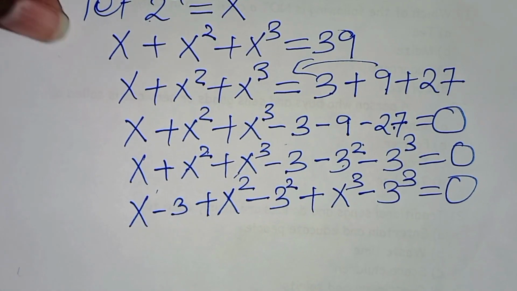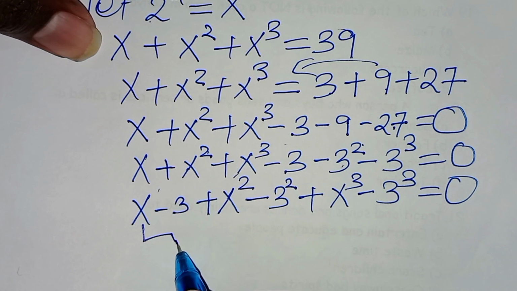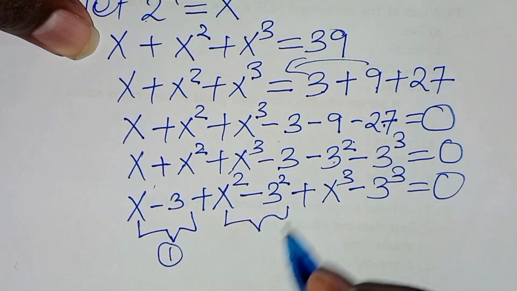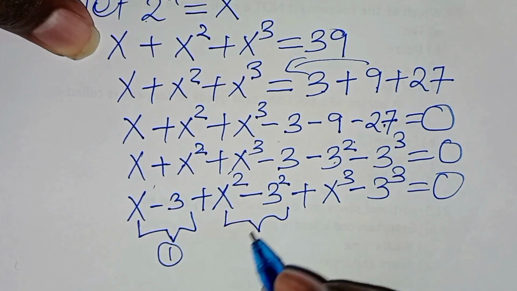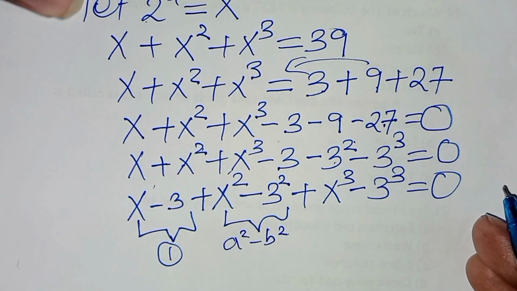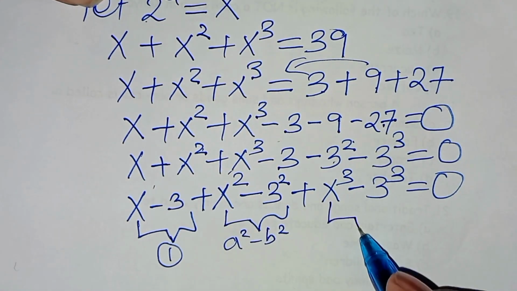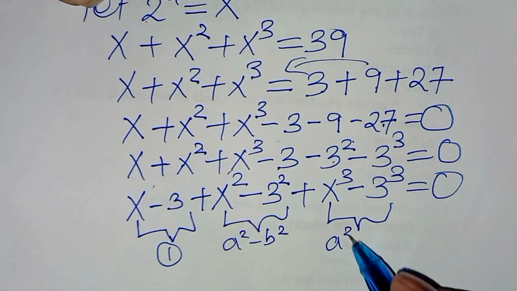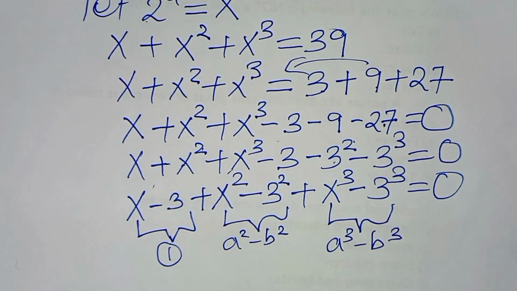Now here we have 3 parts. This is the first part, and then we have the second part here, which is actually the difference of 2 squares, expressed as a squared minus b squared. And then the third part here is the difference of 2 cubes, expressed as a cubed minus b cubed.